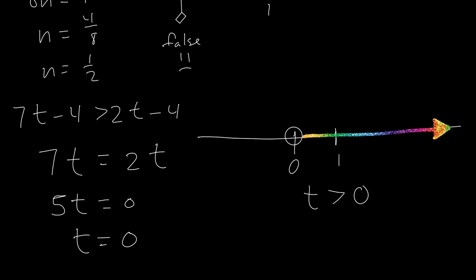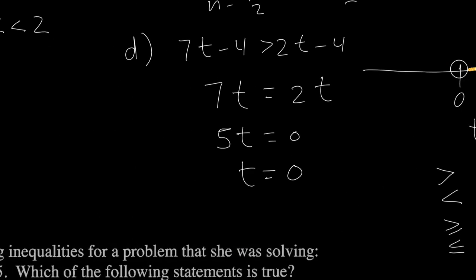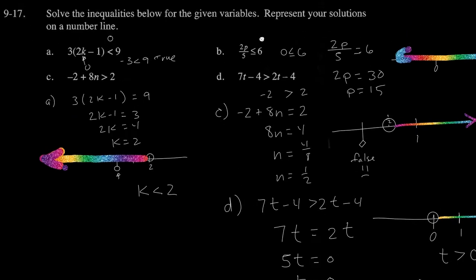So again, the technique here is we consider these to be equations. We solve the equations to find the location of the boundary. If the symbol is less than or greater than, then my boundary is open. If the symbol is less than or equal to, or greater than or equal to, then the boundary is filled in. And then I test above or below the boundary to see which side gets shaded. So that's our general technique for solving these one variable inequalities.